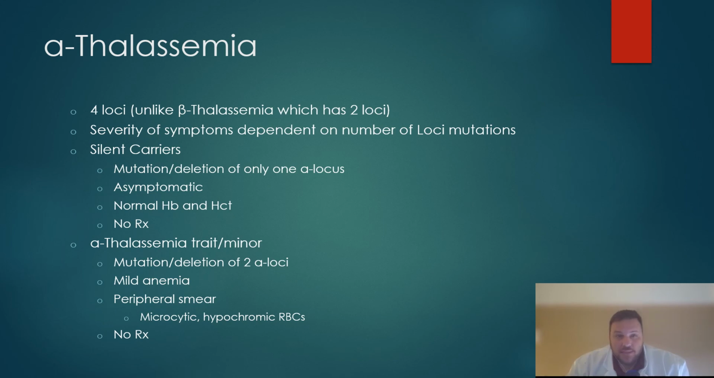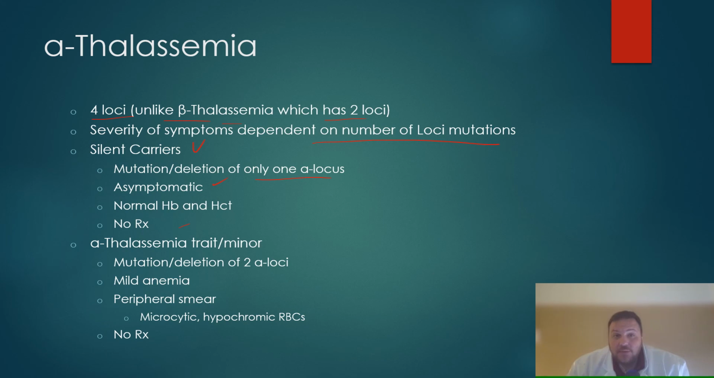So alpha thalassemia, alpha globins have 4 loci, 4 alleles, right? Unlike beta thalassemia, which only has 2. So severity of symptoms is dependent on the number of loci mutations. How many mutations are there? That's going to be an issue. Silent carriers, when there's only a deletion of one of the loci. Out of 4 alleles, only 1 is actually affected. The patient is typically asymptomatic. They're going to have a normal hemoglobin and hematocrit. There's no treatment because most of the times you're not even going to diagnose them.